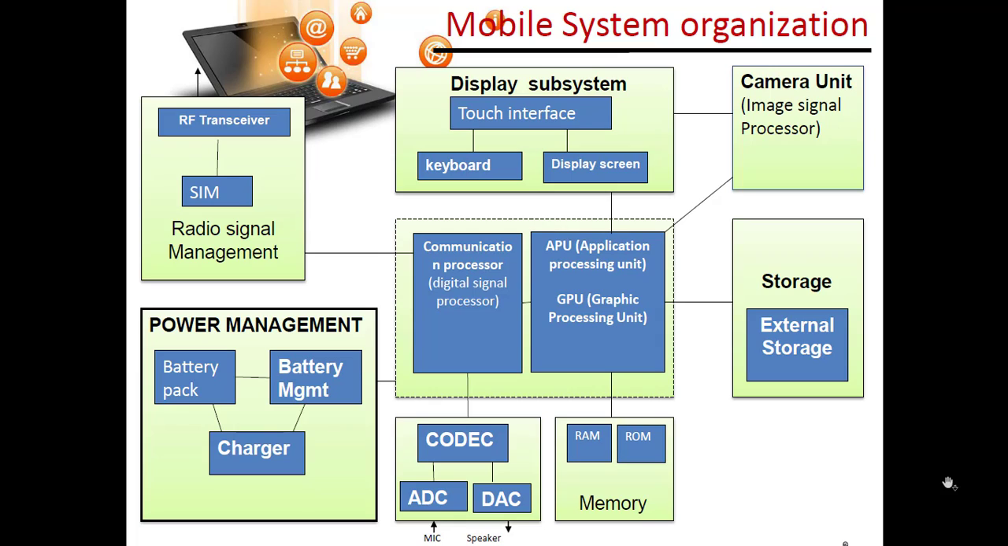Mobile systems provide us many utilities, like we can make calls by using mobile systems. We can click photos or capture videos by using mobile systems. Also, we can play songs, we can play videos, we can play games on a mobile system.